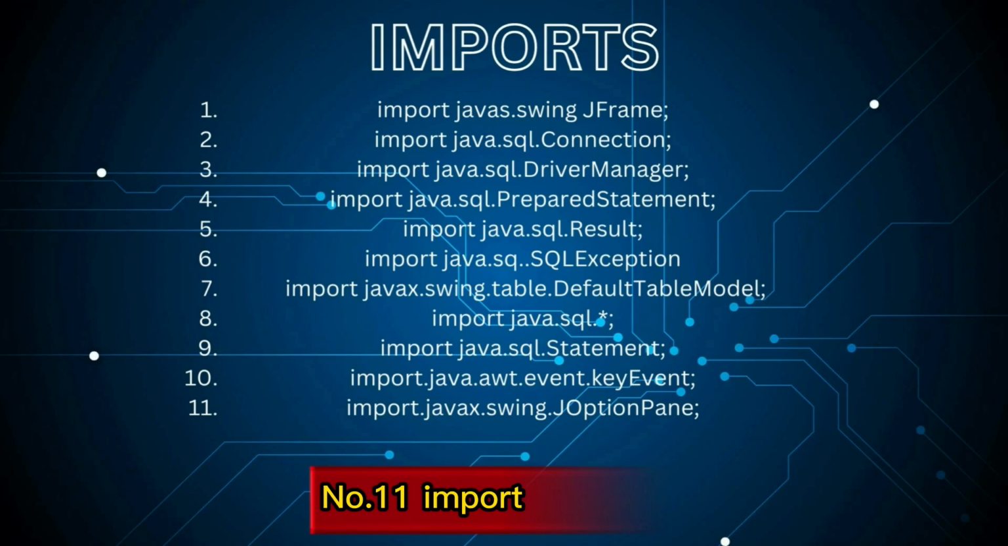Number 11. Import javax.swing.JOptionPane; This import statement is used to import the JOptionPane class from the javax.swing package. JOptionPane provides methods for displaying standard dialog boxes, such as message dialogs, input dialogs, and confirmation dialogs.